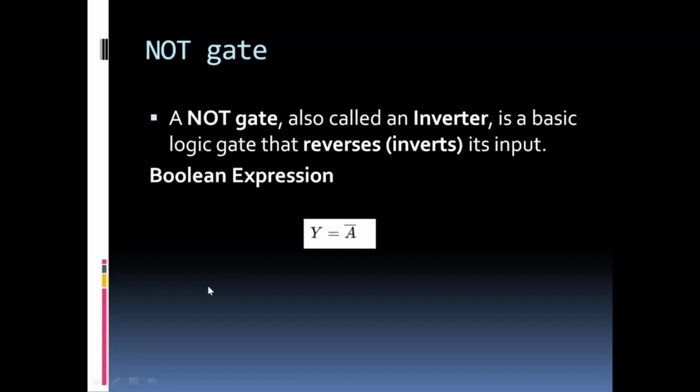The NOT gate, as the name suggests, gives an output that is the opposite of whatever the input is. Output is Y, and it will have only one input, and the input will be inverted. As you see in the expression, Y is the output, and whatever input is given, the opposite of that will be the output.